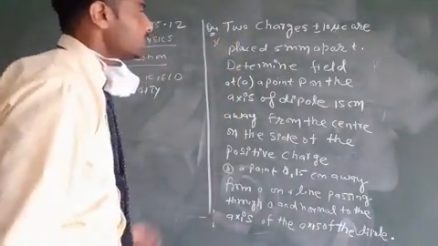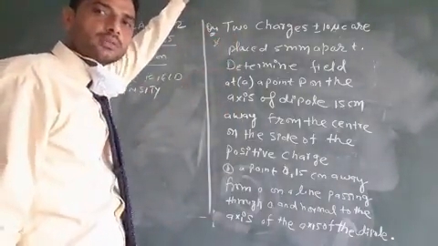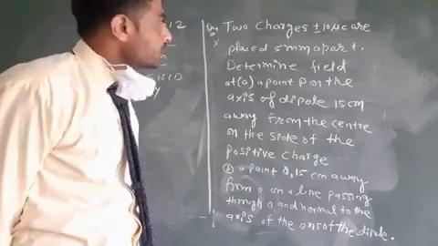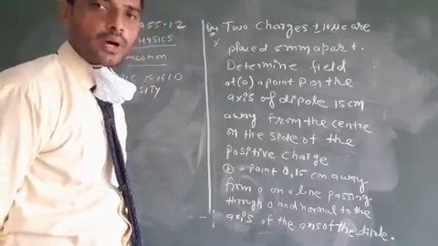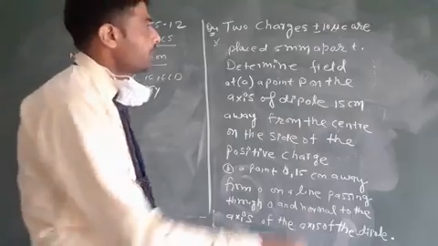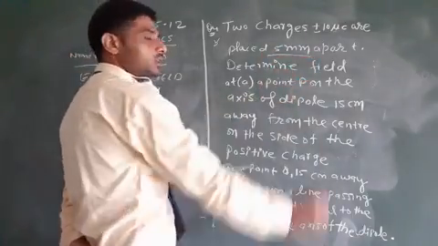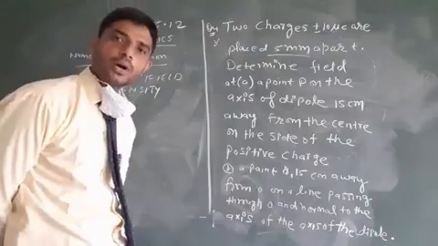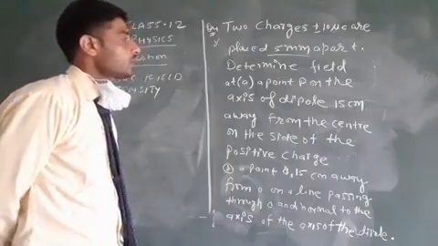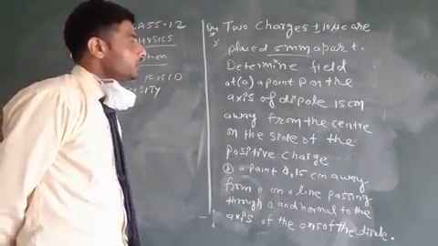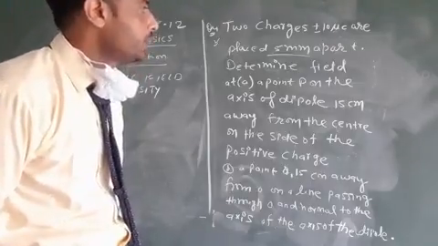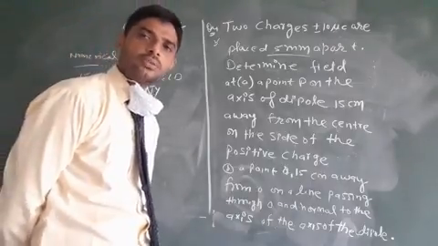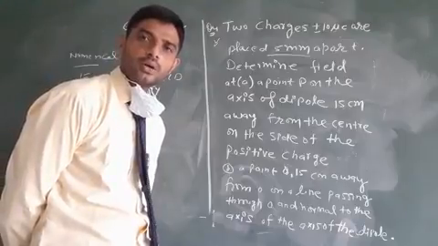Two charges, plus and minus 10 microcoulomb, are placed 5 millimeter apart. It means the length of the dipole is 5 millimeter. Determine the field. We have to find the field. You can say field strength, field, or field intensity.